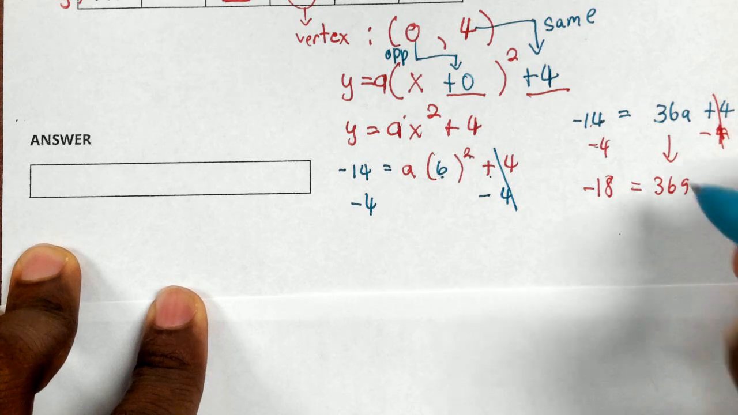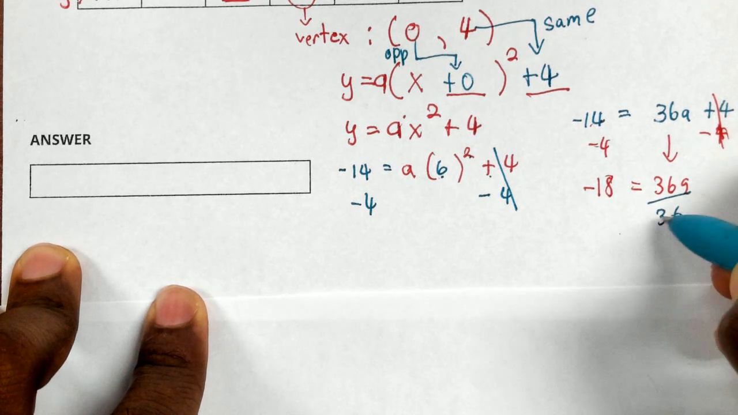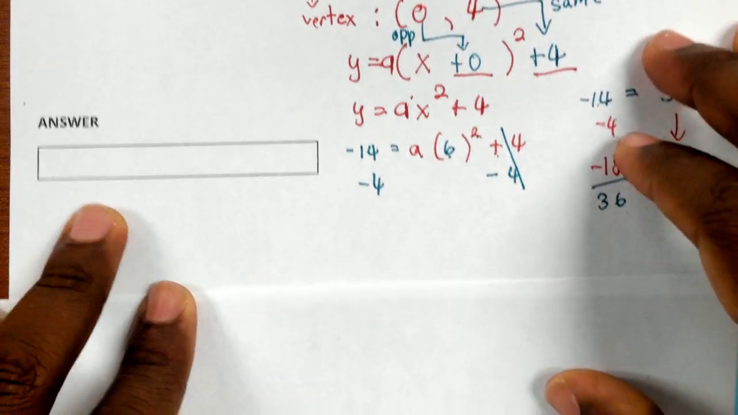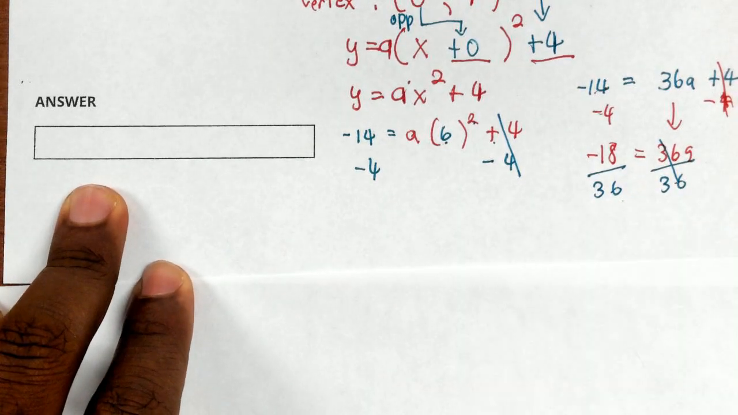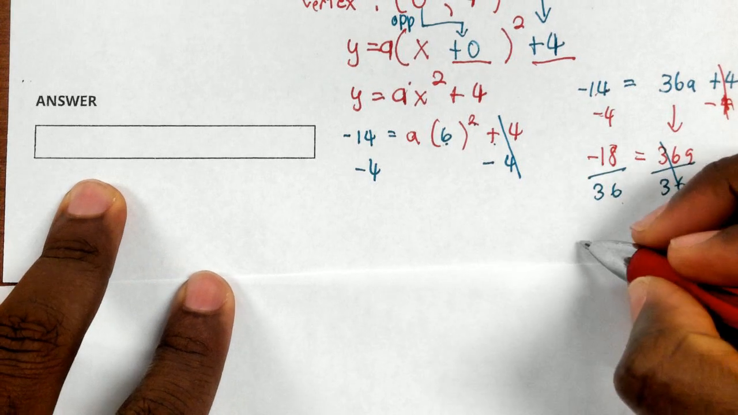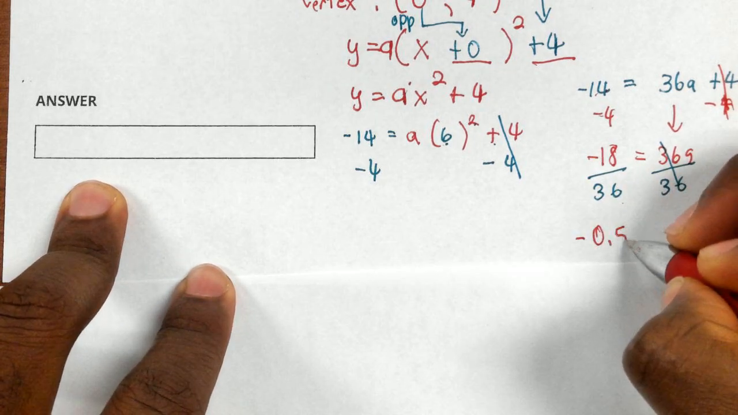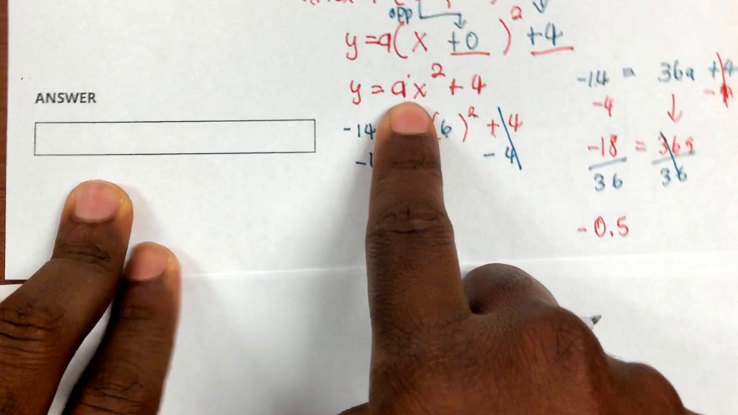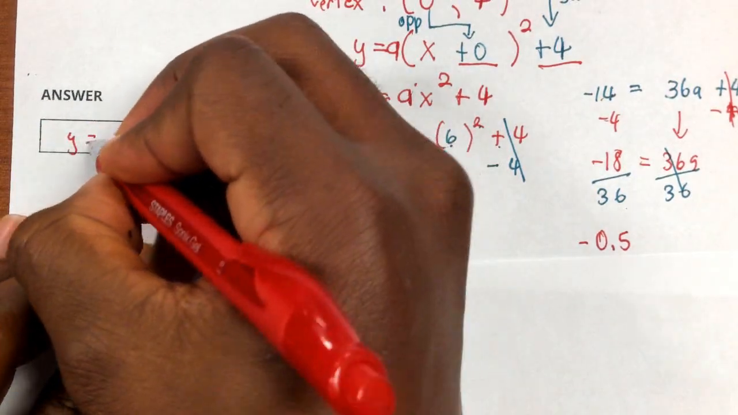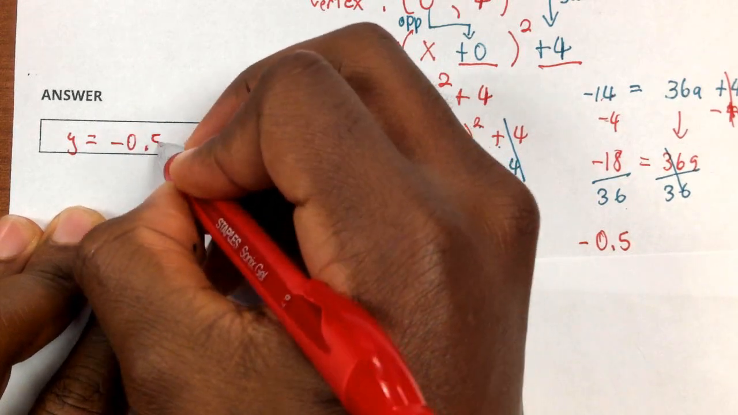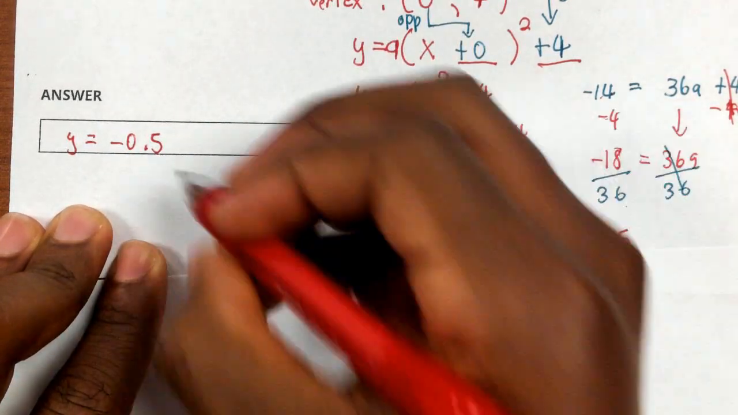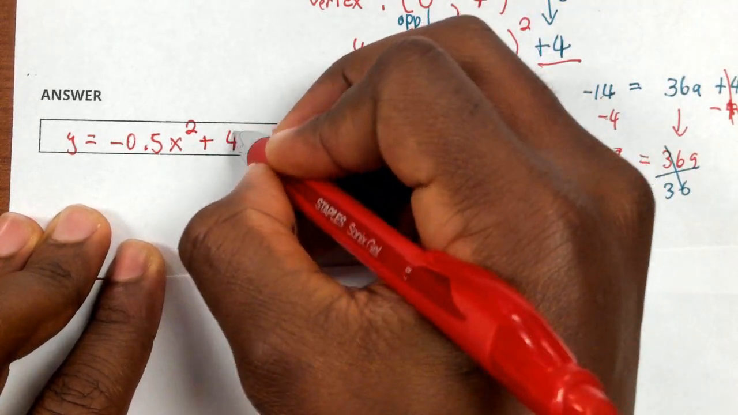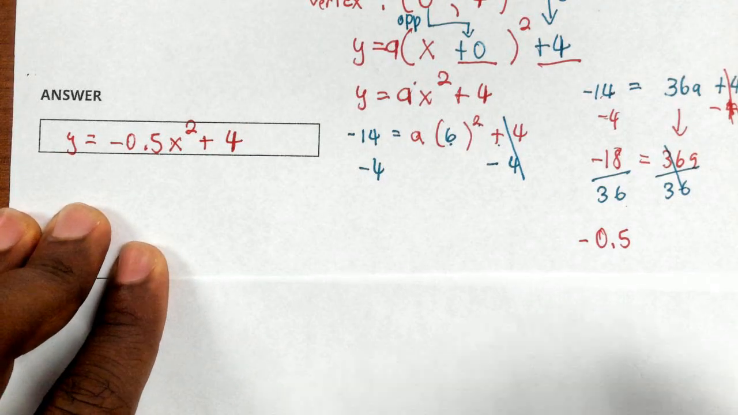Now I'm going to divide both sides by 36. So -18 divided by 36 is -0.5. So your a in front of your equation right here would be -0.5. Then I rewrite everything else, so -0.5 x squared plus 4. And that would be my answer.